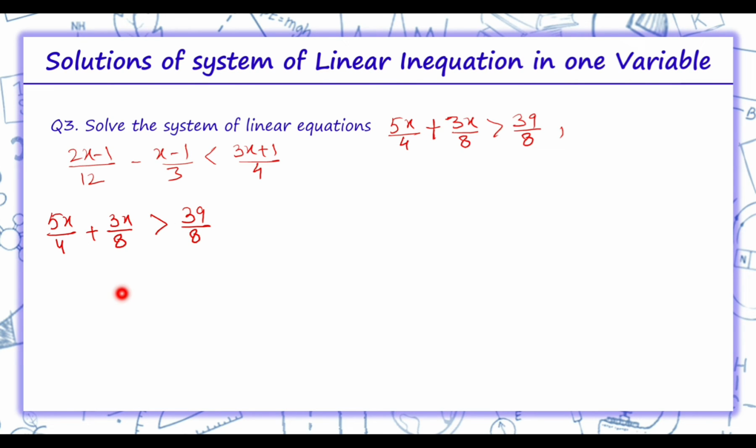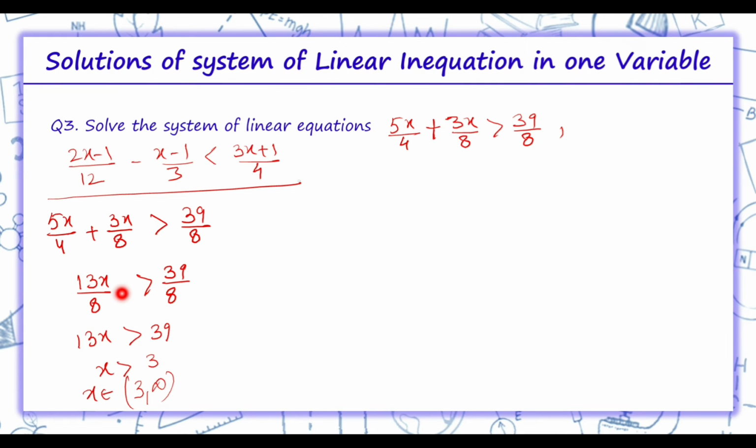We have to take the LCM over here since 8 is in the denominator. So we can write 10x + 3x, which will be 13x/8, that is greater than 39/8. Thus we will get 13x > 39, so x > 3. Here x belongs to (3, infinity). Since the equal sign was not there, we only applied the small bracket.